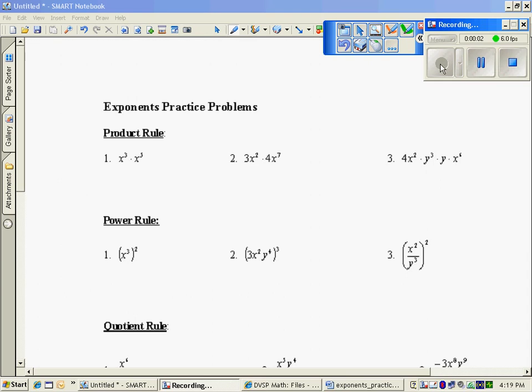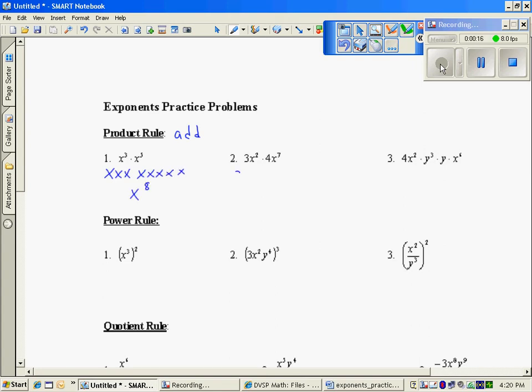The solutions to the practice problems for the exponent rules. The product rule was when you added exponents through expansion. I had x cubed and x to the fifth gives me x to the eighth. Here I would use a commutative property and reorder. 3 times 4 is 12. X, 7 and 2 make 9.